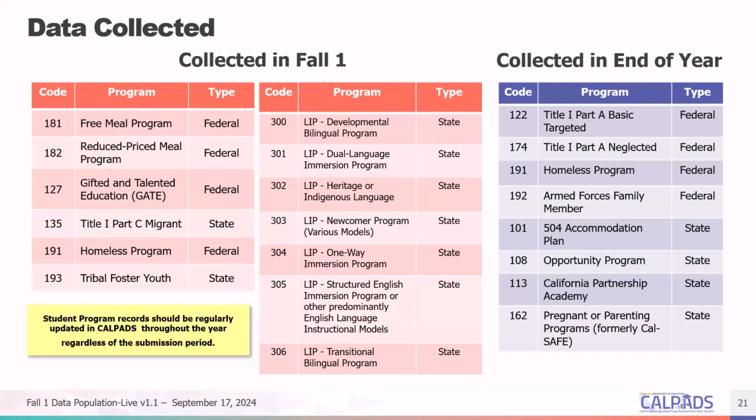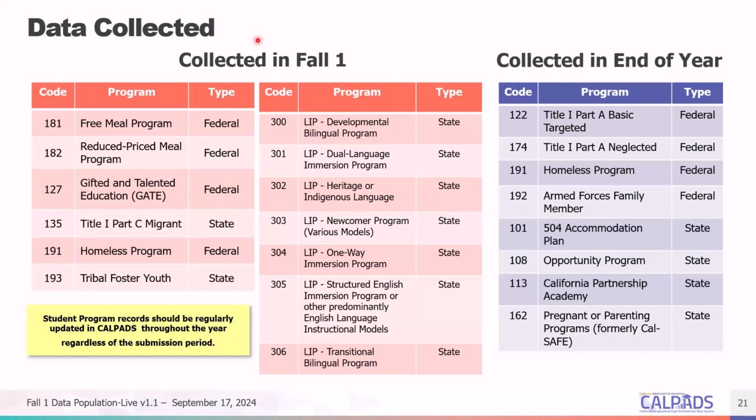However, if you do this kind of ongoing submission of program records, not all program records will show up on your Fall 1 reports. The orange table here on the left-hand side of the slide contains the SPRG records that are formally collected in Fall 1 and will thus show up on your Fall 1 reports.